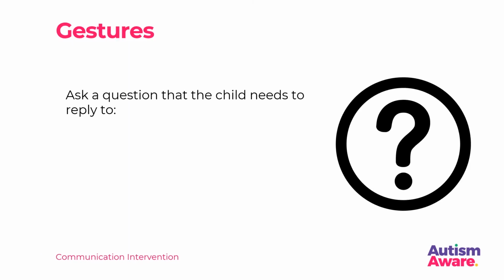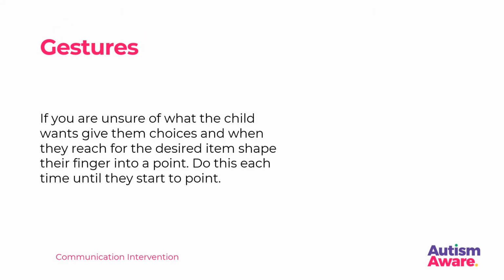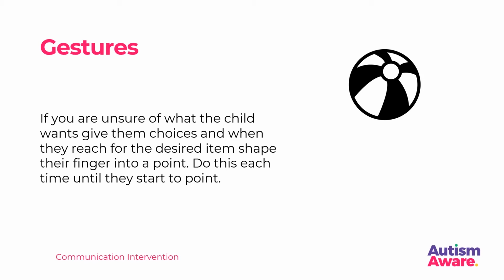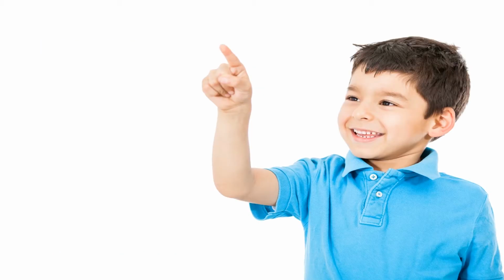Ask the child questions that they need to reply to. For example, do you want a drink? If you know the child wants a drink, you can model nodding for them. If you are unsure of what the child wants, give them choices. When they reach for the desired item, shape their finger into a point. Do this each time until they start to point.